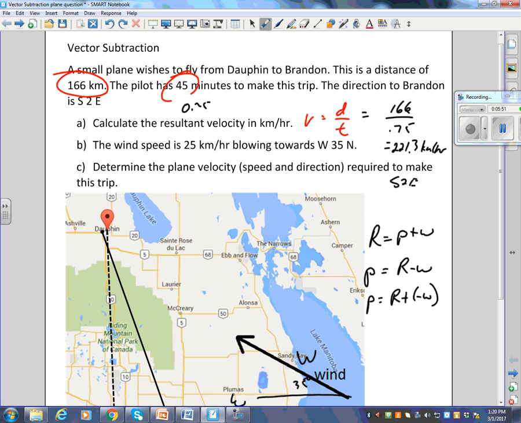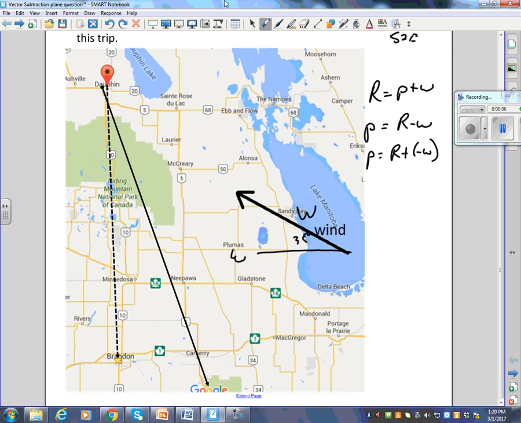Remember I showed you this yesterday? How do you subtract vectors? You flip it and add. You flip it and add, exactly. Which one are we going to flip? The wind. So in this case here, I'm going to get rid of this one here. Here's my R. Here's my W.